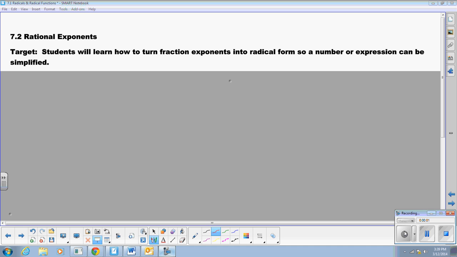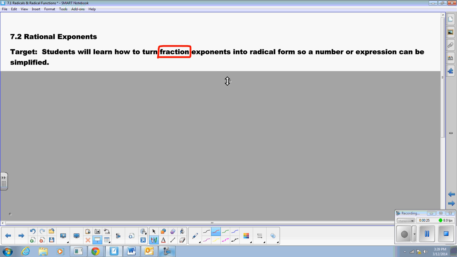Here we are, lesson 7-2, rational exponents. So the target for you in this lesson is to learn how to take fraction exponents and turn them into radical form, which will allow you to simplify a number or an expression. So yes, our friends, the fractions, they are returning for you. Yes, along with not only that, but fractions as exponents.